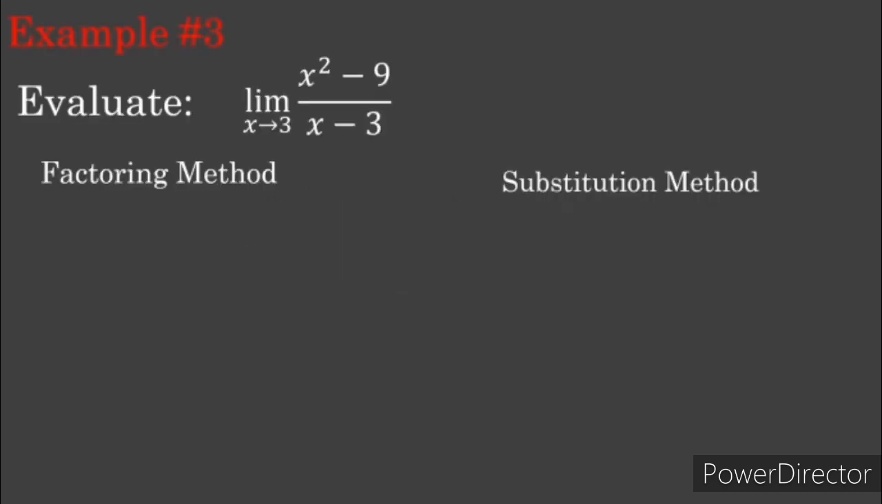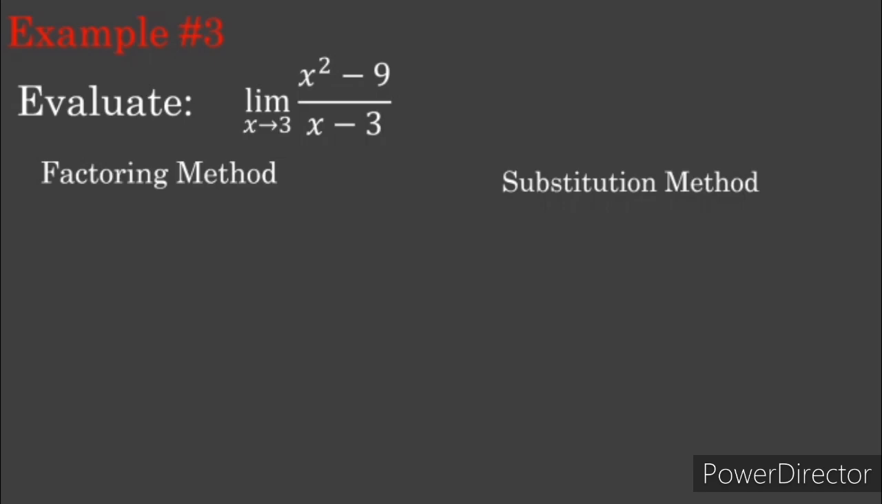Sa example number 3 natin, kanina ang sagot natin ay 6. So alam natin na ang limit niya ay 6. Paano ba natin yan sinosolve by factoring? Na-evaluate by factoring. The first thing that we need to do is to factor yung numerator and denominator if possible, and then proceed tayo sa cancellation technique. Magpa-factor muna tayo.